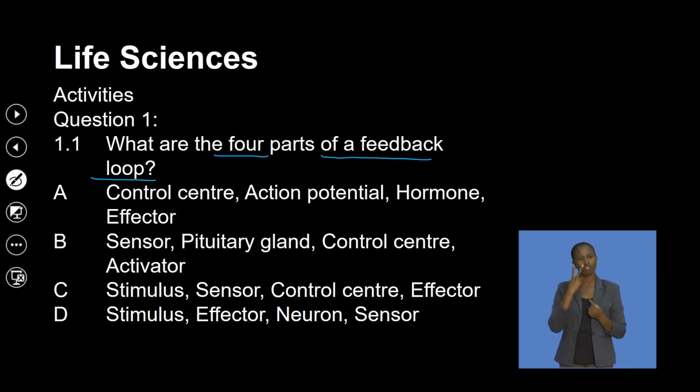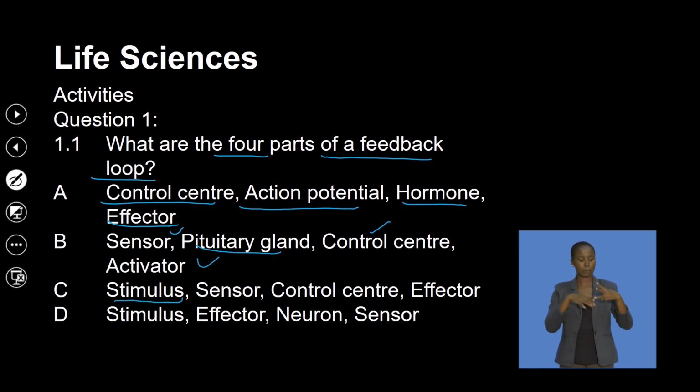A: the control center, action potential, hormone, and the fourth part, an effector. B gives you a sensor as being one part, the pituitary gland, the control center, and an activator. C: the stimulus, a sensor, a control center, and an effector. This seems to be the most correct option.